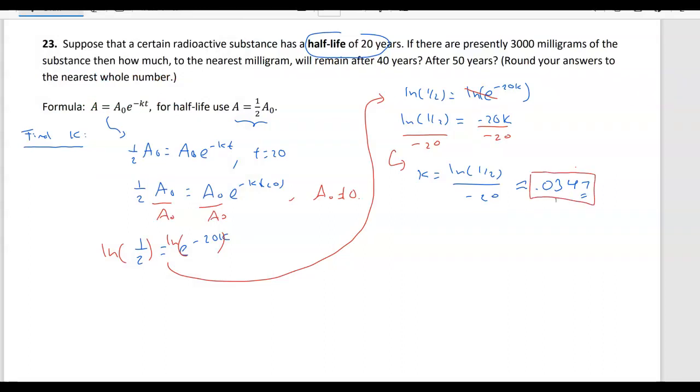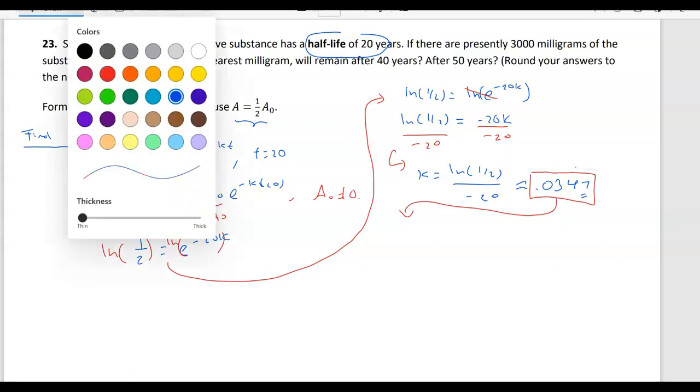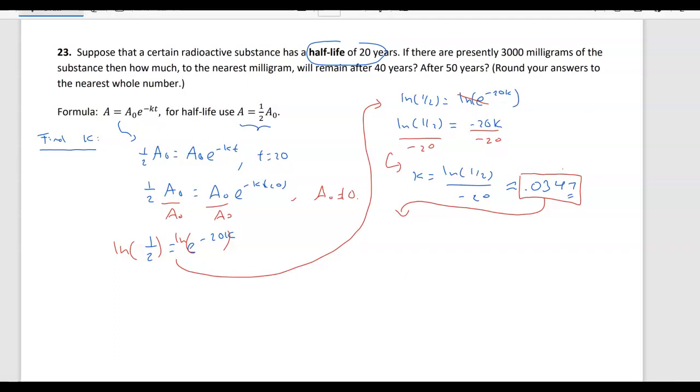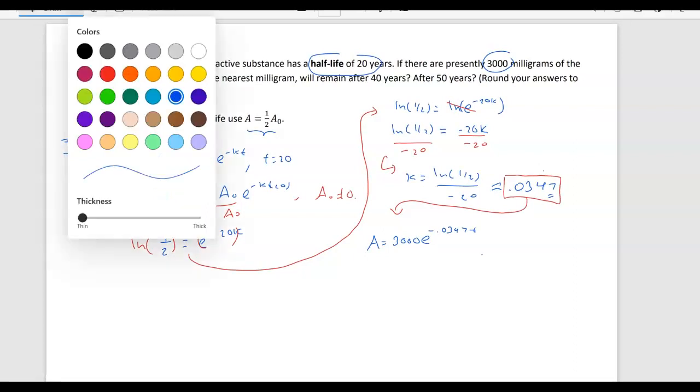Okay, and what this allows us to do is obtain the mathematical model. In this case, the formula that's going to model this situation is A is equal to, we have a total of 3,000. Well, that's the amount, so it's going to be 3,000, and then it's going to have an e to the negative 0.0347t. Actually, I'm missing the 7. 0.0347t.